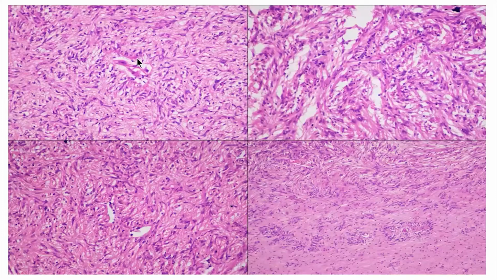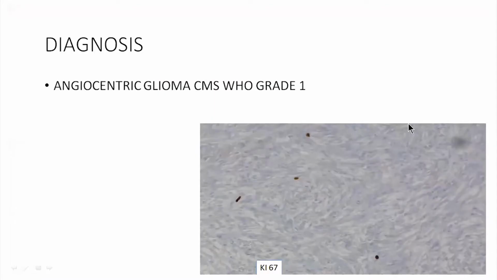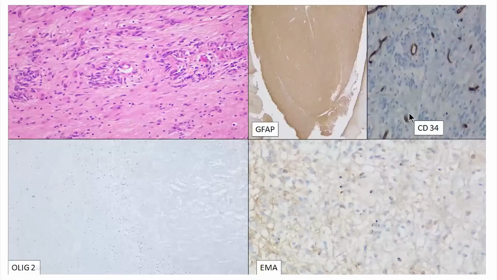Here again is another picture, a high power of that previous picture. We can see the center vessel and the tumor cells arranged around these vessels. GFAP is strong and diffuse positive, and it's highlighting this nodular aggregate of tumor cells. CD34 highlights these small vessels, and the tumor cells are present around these vessels. You can see here this small enucleate zone and the tumor cells present around these vessels.